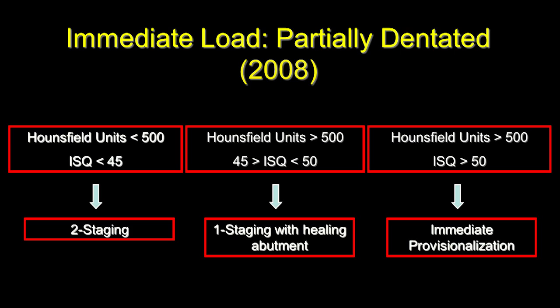Finally, if the Hounsfield unit measurements were greater than 500 and ISQ values greater than 50, we would consider immediately provisionalizing that implant or implants with a provisional restoration. Finally, for a single missing tooth, again, this was in 2008, oftentimes in the aesthetic zone, we would not obtain a CT scan.